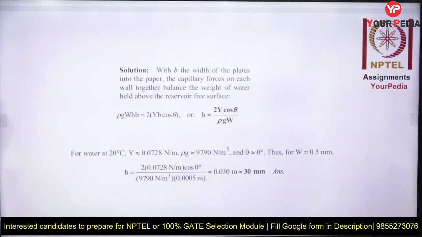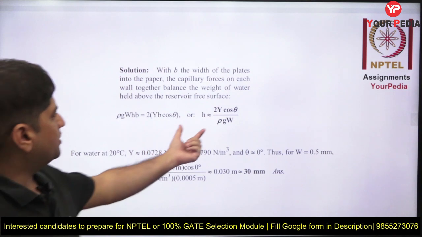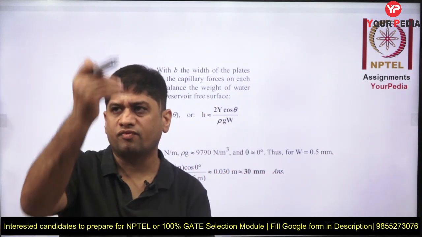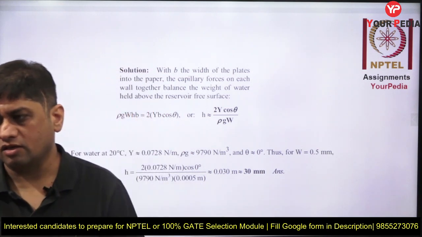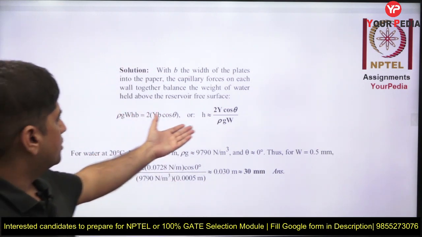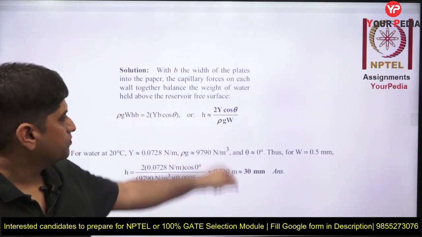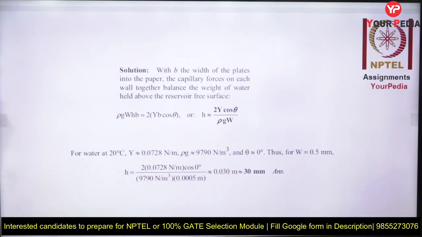So h is 2 sigma cos theta over rho g w, between two parallel plates. Many students have done the capillary rise formula for tubes, but they have not done it for parallel plates. If a capillary is formed between parallel plates, what is the formula? Revise this. As I told you, if questions are given in NPTEL, you have to revise them. They are very good questions.